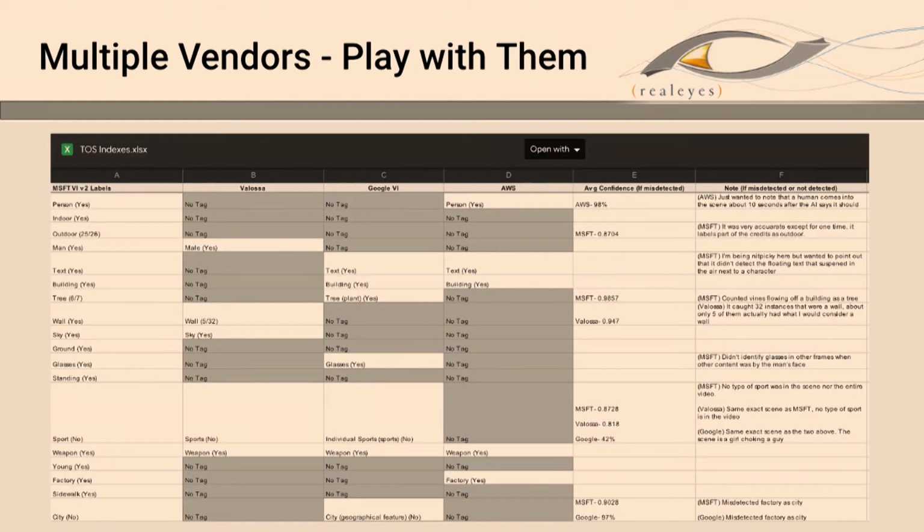And then those spreadsheets that I shared with you, this is kind of what they look like. We went through Microsoft Video Indexer, Veloso, Google Video Intelligence, and AWS Rekognition, and we pulled all the tags out. We checked to see, okay, how accurate are they? And if they weren't, what are our thoughts on why they weren't?